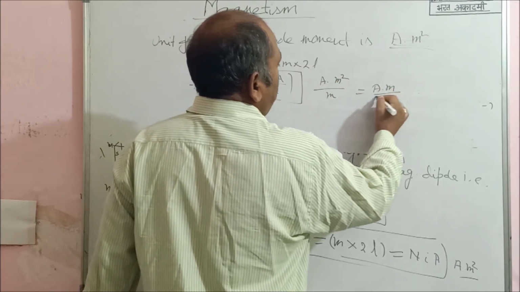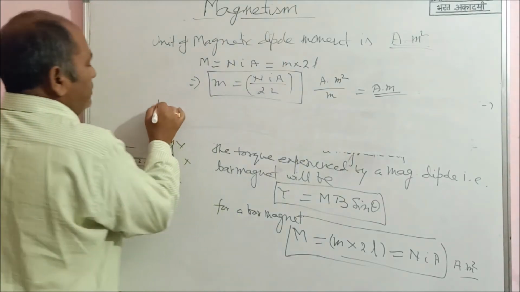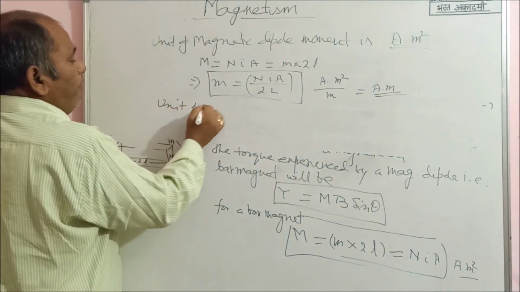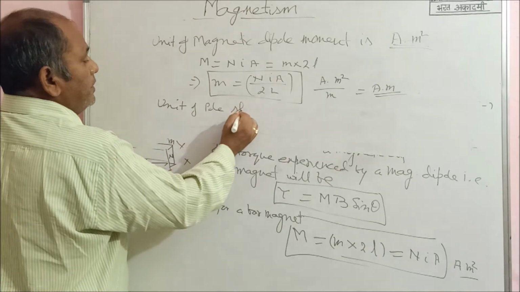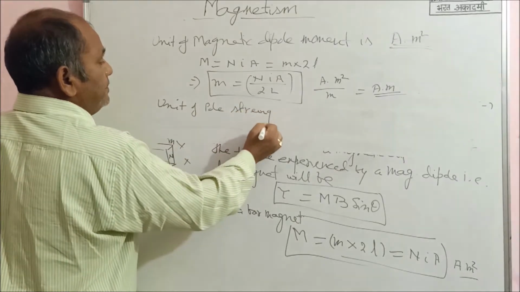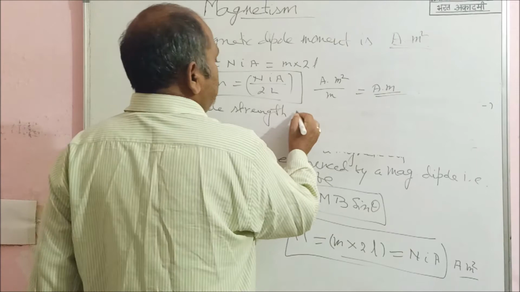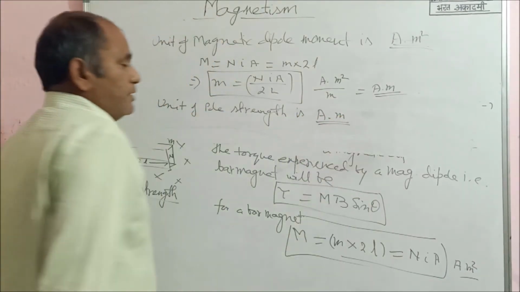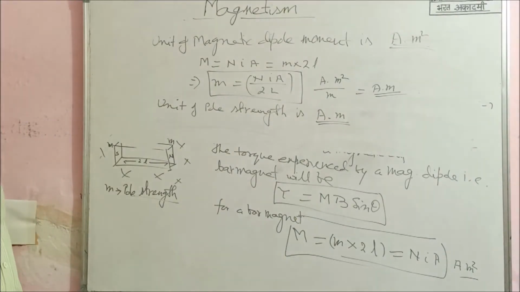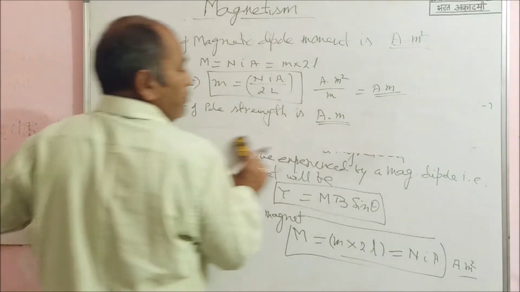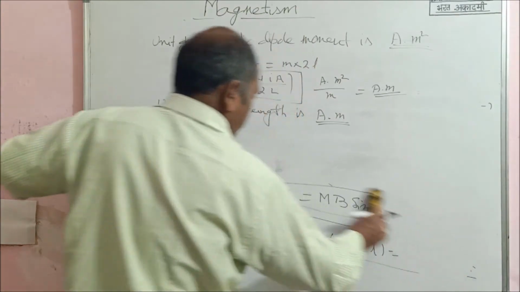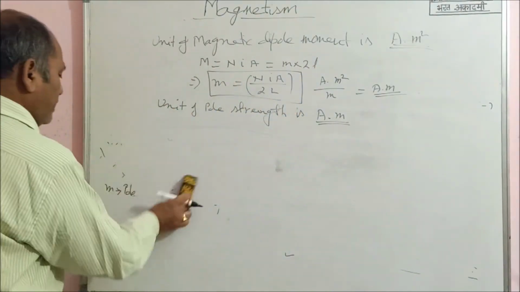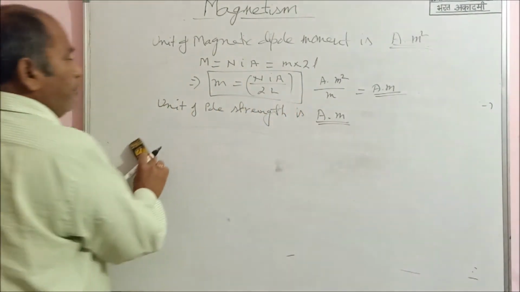Remember this frequently asked question. The unit of pole strength is ampere into meter. An objective question. For magnetic dipole moment, it is ampere meter square. For pole strength, it is ampere into meter, right? So what we got? We got the article just like we did in case of the electric dipole.